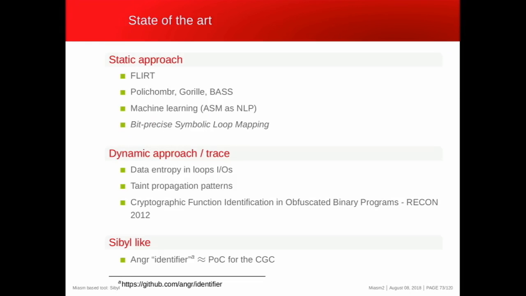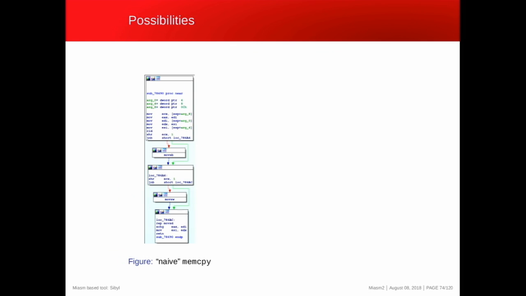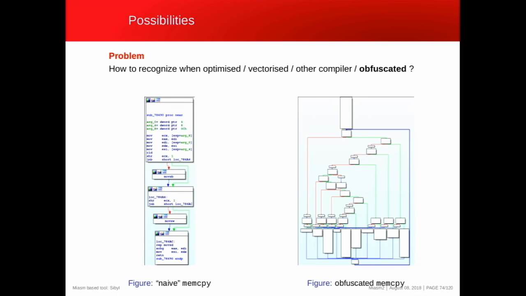So how do we do that? There is already some state of the art. For example, there are static approaches like FLIRT in IDA, but we'll use a dynamic one. Why? Because, for instance, here is a memcopy, which is a naive implementation. It's quite easy to recognize, but you can have the same memcopy obfuscated.